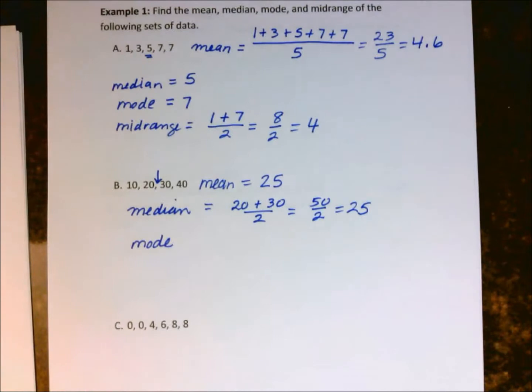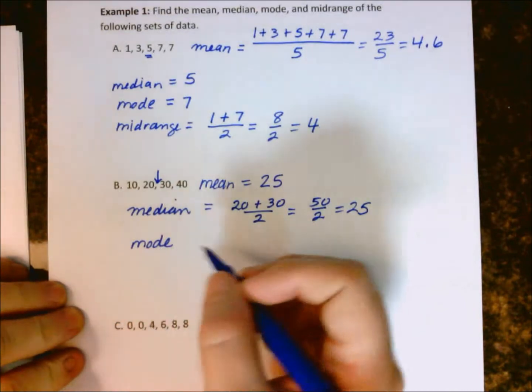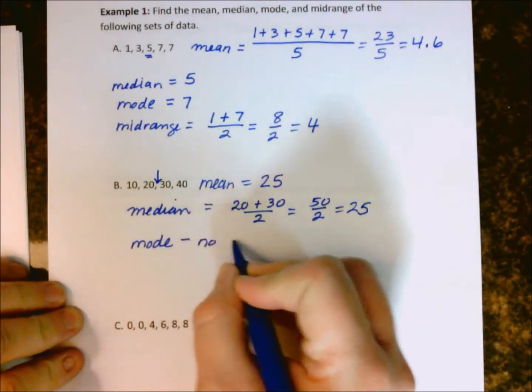And then we have the mode. The mode means the most frequently occurring. What is most frequent in this set of data? Well, there isn't anything. Should we put a 0? No, that would mean that there are many zeros, and there aren't any zeros at all. So in a situation like this, we simply say no mode.